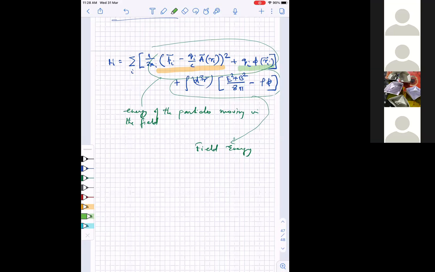Okay, so in a sense, the potential energy of the particles, okay, this can be attributed to both. Would you call it the potential energy of the particles because it is the potential energy of particles in the field, or will you call it the potential energy of the field, which is over here?